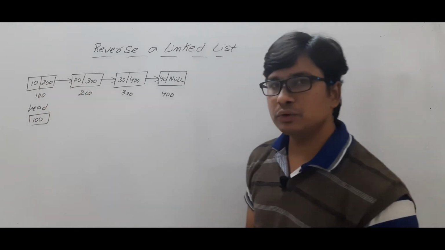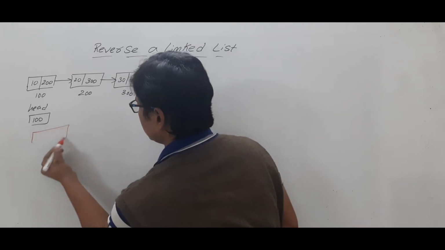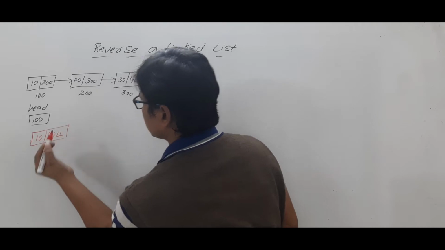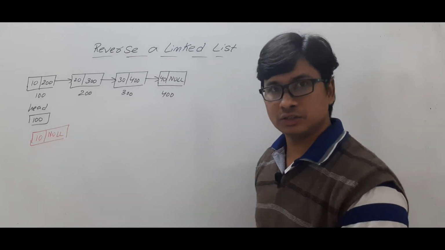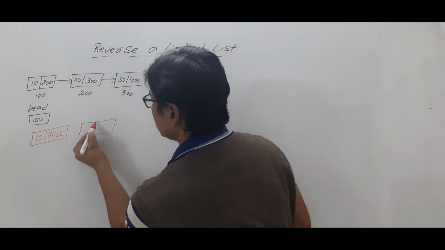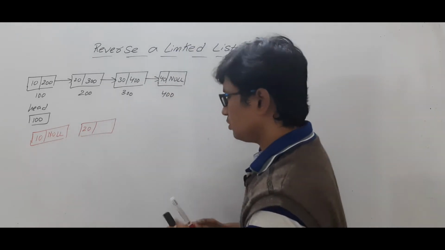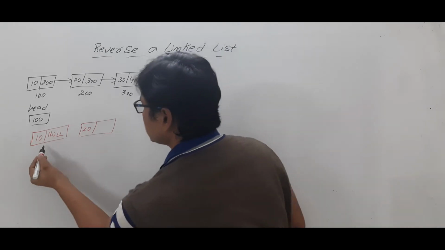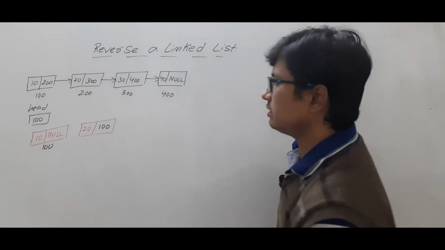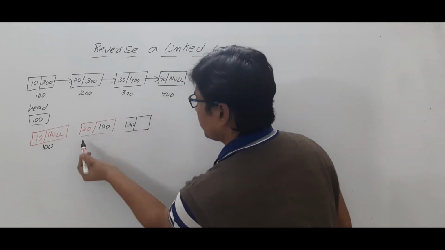Now what I want to do, reverse meaning, is that the first node's address should be null, because now the first node will become the last node. Am I right? Then the second node, 20, should consist of the address of this node. What is the address of this node? It is 100. So it should have the address 100, and the third node should point to the second node.